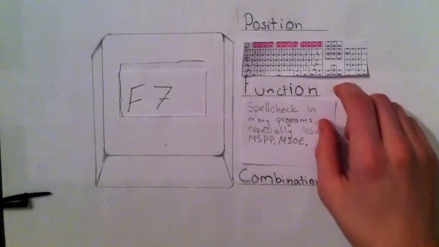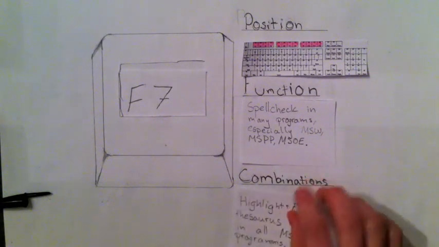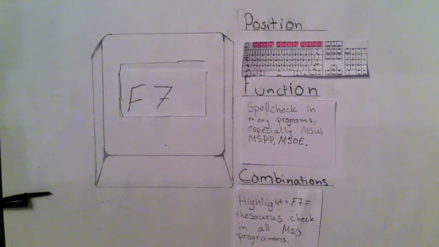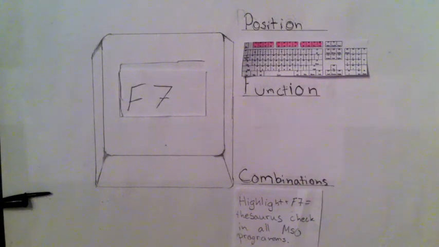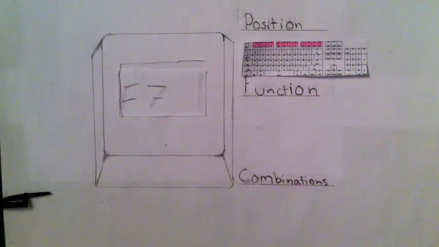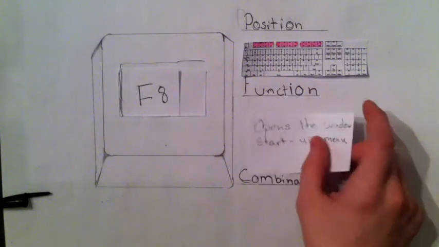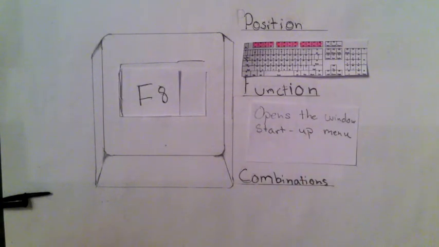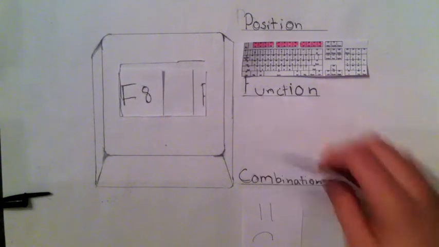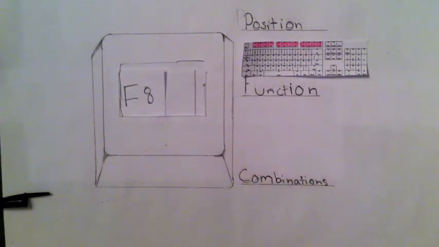F7. The F7 key can be used to perform a grammar and spelling check in Microsoft Office programs. And by highlighting a word and pressing Shift and F7 together, a thesaurus check will be run in all Microsoft Office programs. Next we have F8. F8 can be used to open the Windows Startup menu, which is the menu you can find at the bottom left corner of the screen. There are no specific combinations for F8. F9. According to our survey, the majority of teachers didn't know what function or combination this key has, and it's because it doesn't have any.